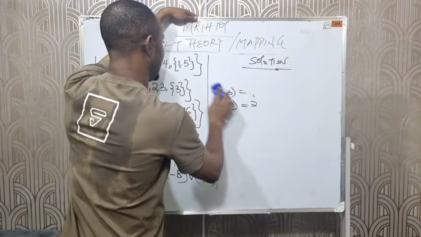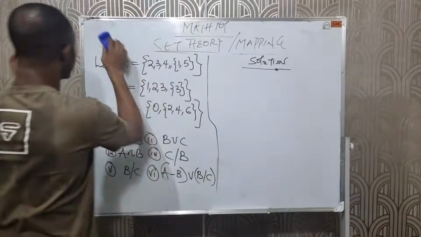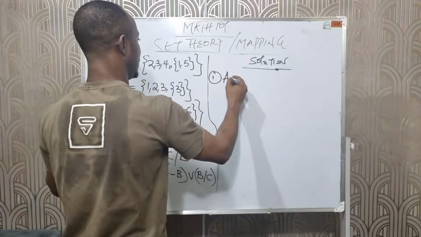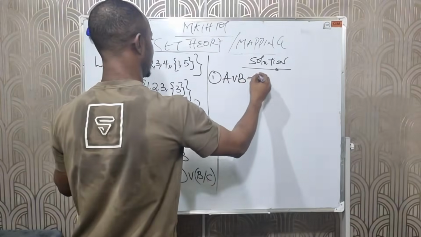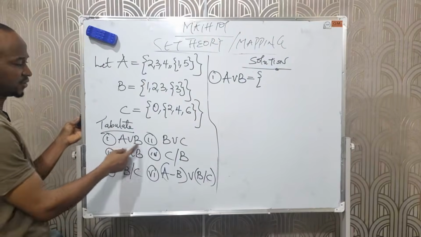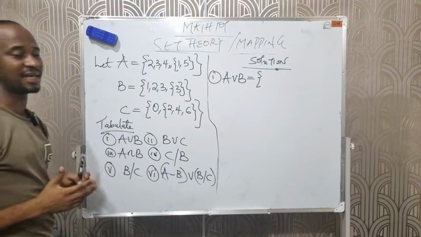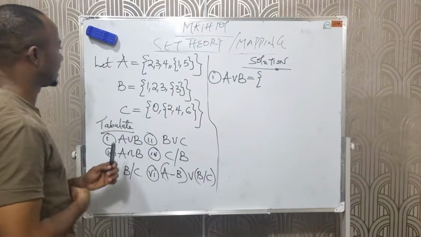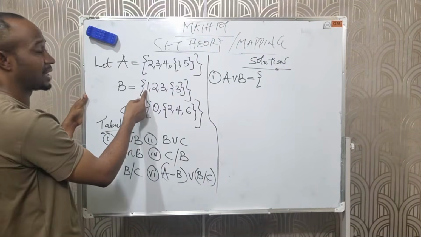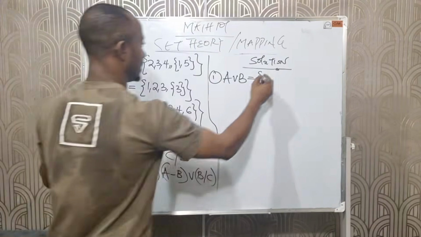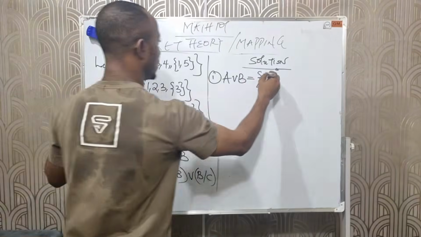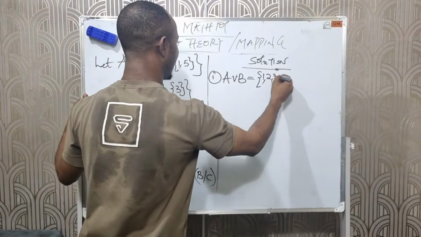Okay, let me clean this so we can solve together. The first question says we should find A union B. A union B simply means combining A and B together without repeating any elements. Let's combine and see. I'll start with 1, right? We have 1 here, followed by 2, followed by 3. We have 1, we have 2, we have 3.